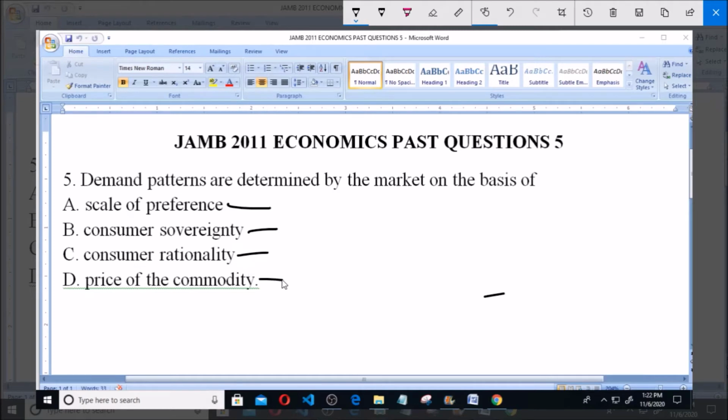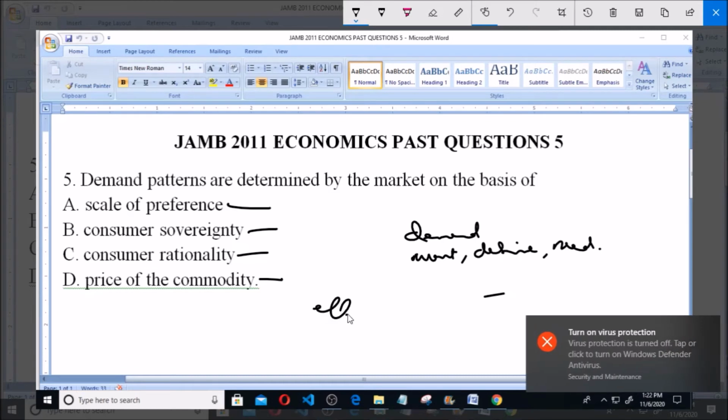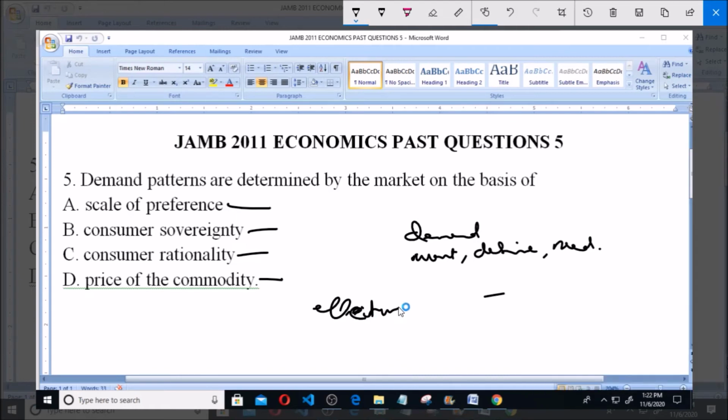of the commodity. Now, in economics, demand is different from wants or desire, different from wants or needs. So demand is not wants, demand is not desire, demand is not needs. So this question is on effective demand. Effective demand.